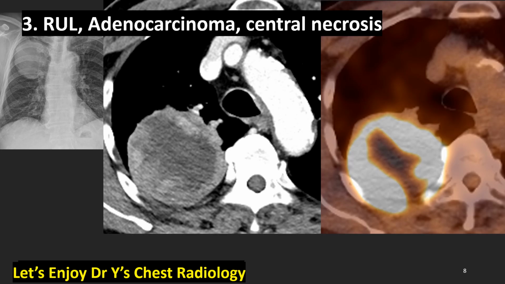Axial CAT scan shows us no contrast enhancement in the central portion of the mass and also no uptake in the central portion of the mass in PET-CT scan. This means the central portion of the tumor is mainly necrotic, non-viable tissue.